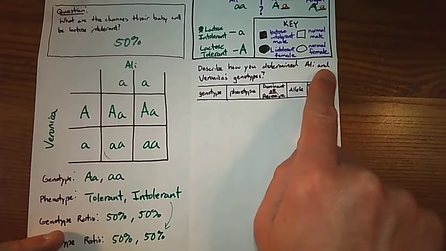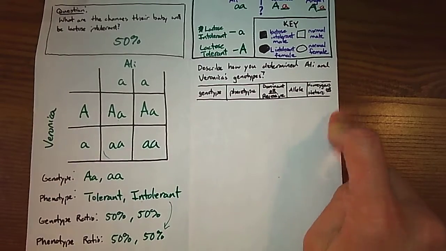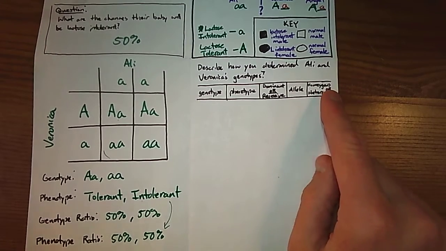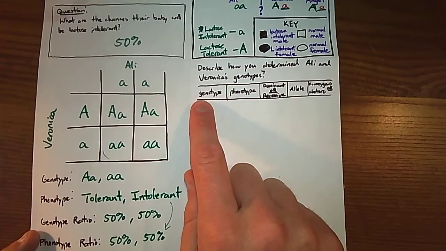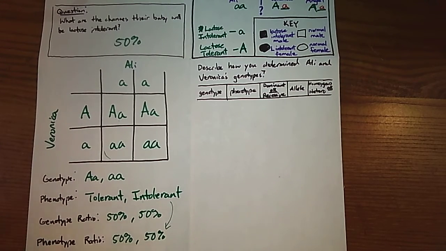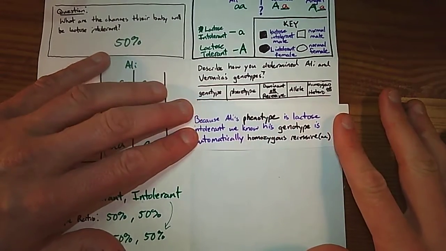So here, just describe how you determined Ali and Veronica's genotypes. Make sure that you use these terms. The word bank is helpful to make sure that you have everything, but honestly, if you're just talking through this stuff, you should almost automatically be using these terms. When I wrote this out, I realized, oh wow, I used a lot of these, sometimes just twice. So I'm going to lay this out to help us with timing.